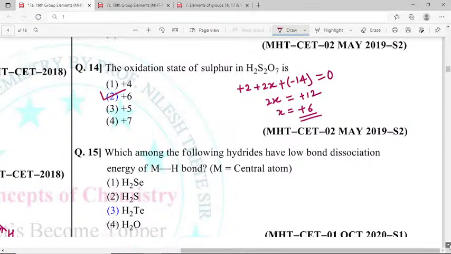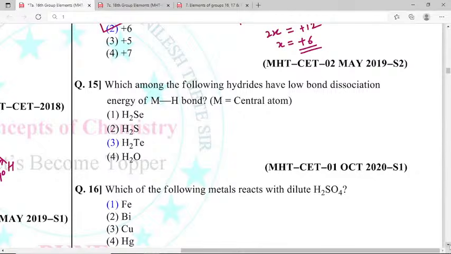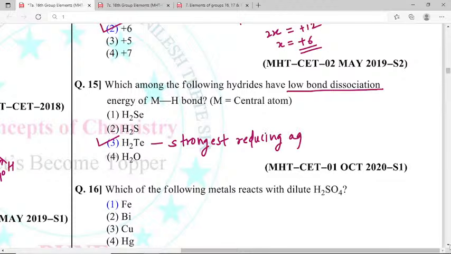Okay, next question. Which element among the following hydrides has the low bond dissociation enthalpy? H2S has low bond dissociation enthalpy. That's why it is the strongest reducing agent, as well as it is the most acidic.